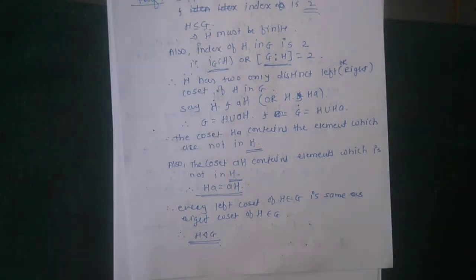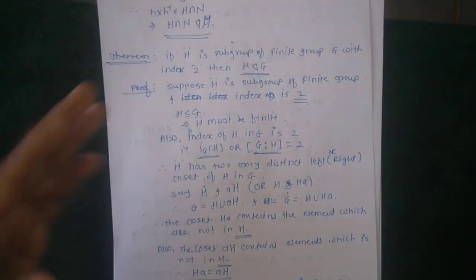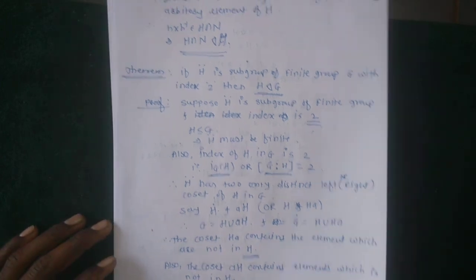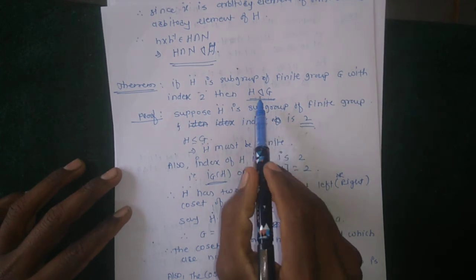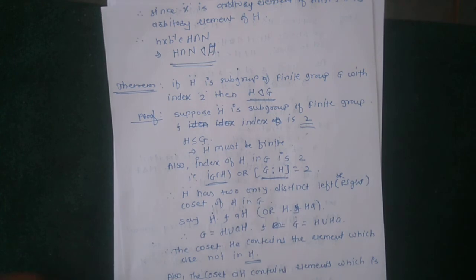Okay, so this theorem is also used for solving problems. If H is a subgroup of a finite group G and H has only two right cosets or left cosets, then H is a normal subgroup.